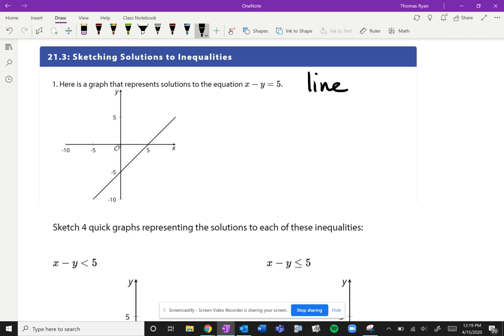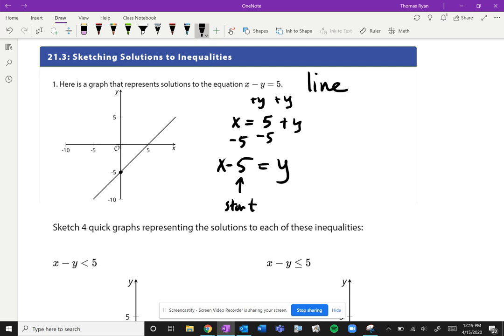This is just a line here. This is a linear equation. So here is a graph that represents the solutions to the equation x minus y equals 5. And if we really wanted to, we could get it into y equals, so x equals 5 plus y, minus 5. So y equals x minus 5. So we know we start down here at negative 5, and we grow by a slope of 1. So we go up 1 over 1, up 1 over 1, up 1 over 1, up 1 over 1. And sure enough, this represents our line here.